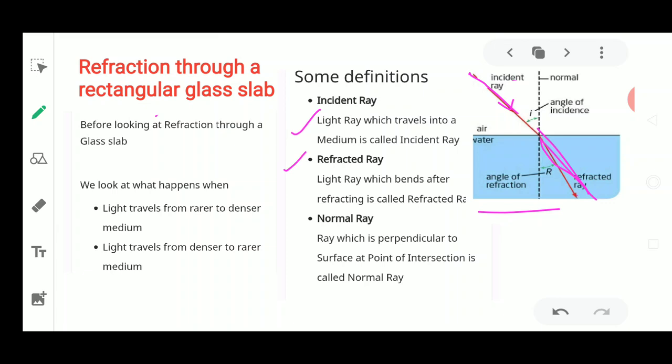So what does this definition say? The refracted ray is a light ray which bends after refracting at the surface. Okay, so this is known as the refracted ray. So this was about the incident and the refracted ray.